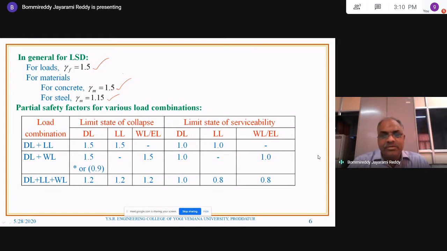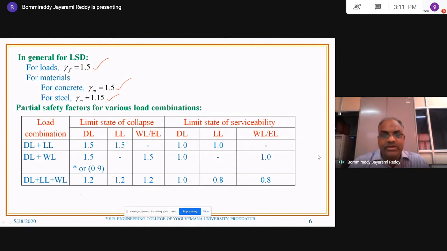And in the majority of examinations, the questions will be what is the partial factor of safety for concrete in limit state method, or simply what is the value for steel. Such simple questions will also come in the examinations, several times. And this is regarding the materials. These two are constant. Whereas for the loads, in general for dead load and live load, it is 1.5.